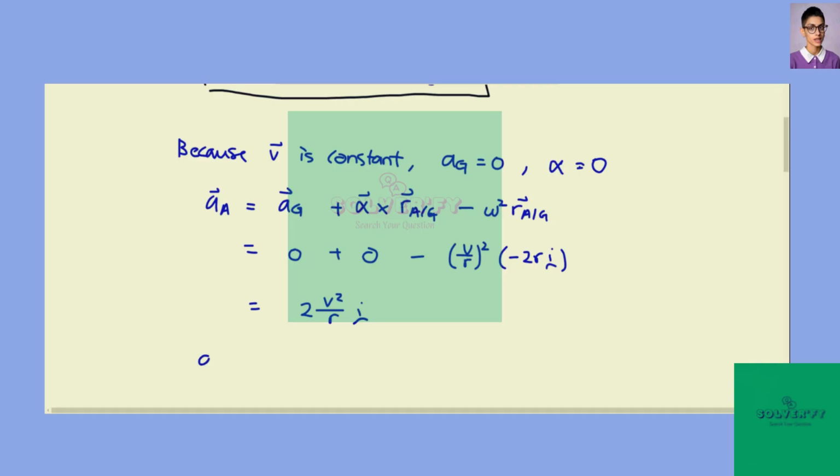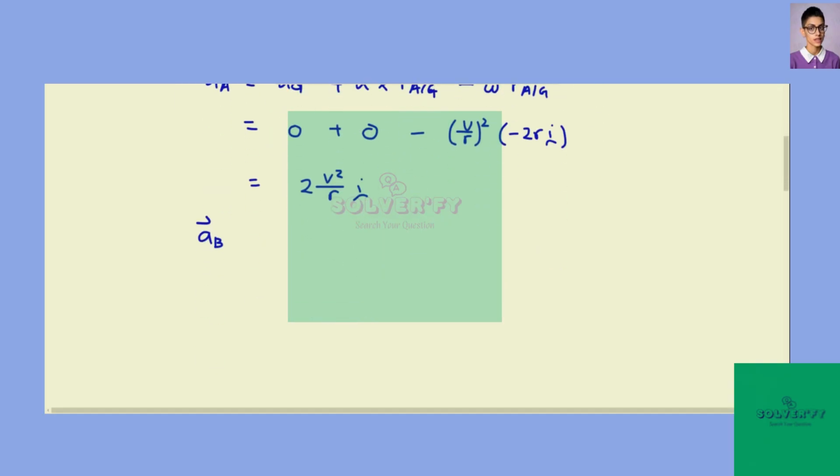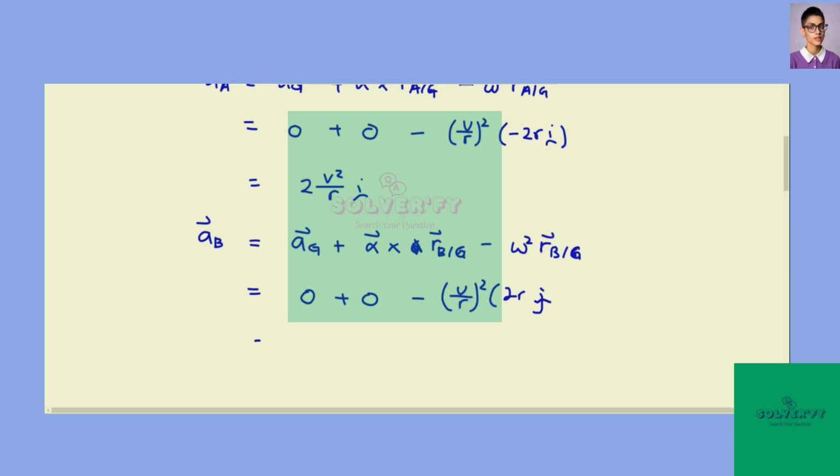And then for AB, this is AG plus alpha cross the position vector of B relative to G minus omega squared times the position vector of B relative to G. 0 plus 0 minus V over R squared times 2R j, and then this is equal to minus 2V squared over R j.